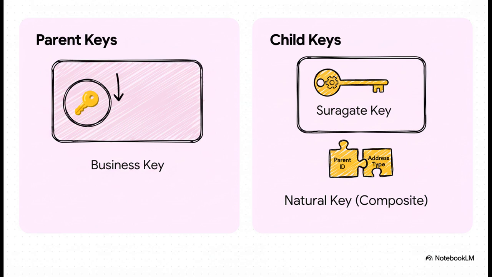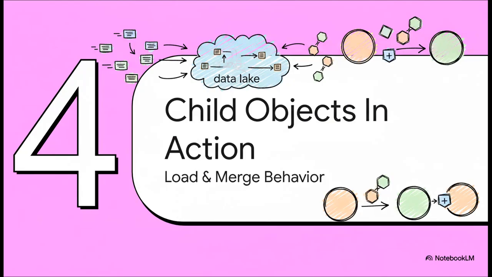And, critically, you can and should define a natural key, like combining the parent's ID with the address type, to stop duplicates from ever being created. All right, so our objects are designed, they look great on paper. Now let's see how they actually behave out in the wild when we start loading data and merging records.